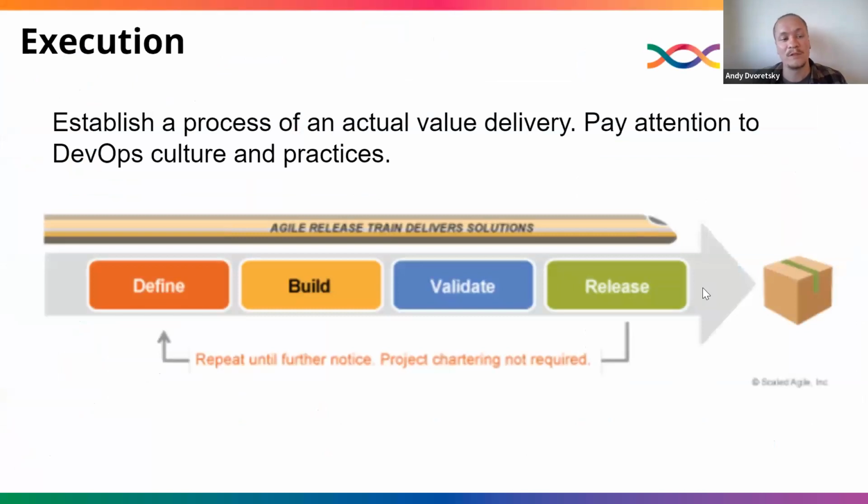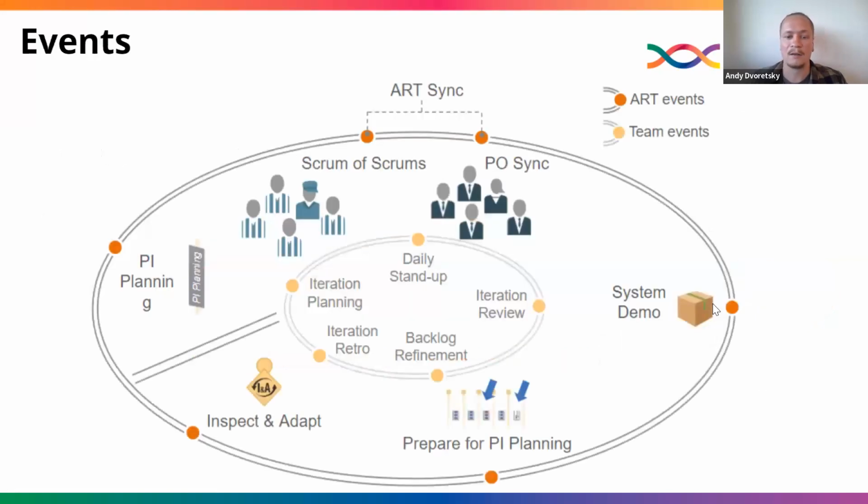So here we need to establish a process of actual value delivery. We need to pay a lot of attention to DevOps culture and practices, but not limited to that. So at this moment, we set the communication framework and all the necessary set of events and meetings needed to facilitate the process of regular, ongoing, uninterrupted value delivery within our Agile release train.